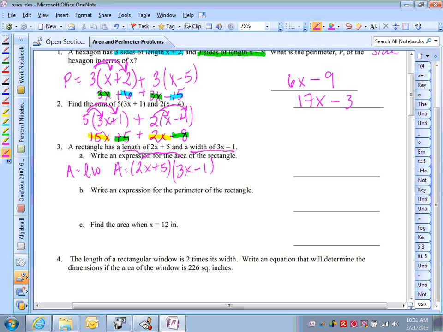I multiply my first 2 terms together. That's the F in FOIL. 2x times 3x is 6x squared.